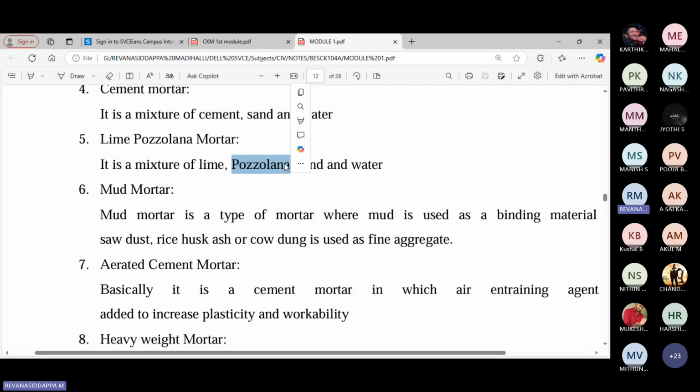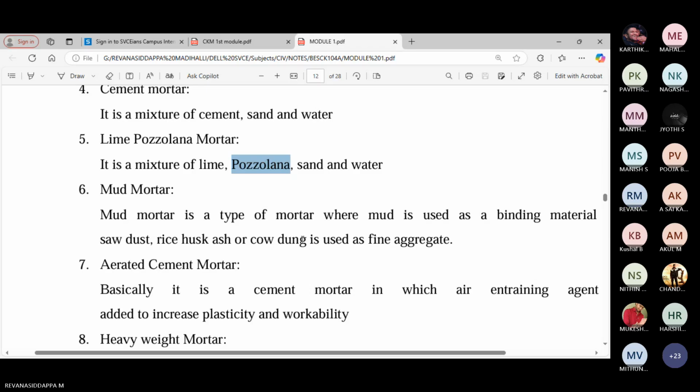So this lime or the GGBS, granulated blast furnace slag, both are taken as pozzolanic materials. Therefore, lime pozzolana mortar is a mixture of lime, pozzolana or pozzolanic material, sand, and water.